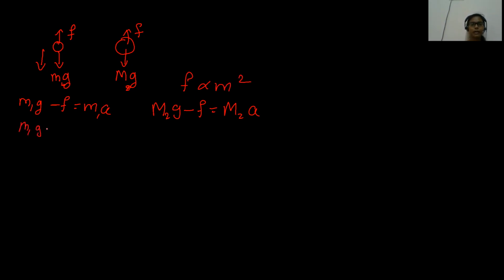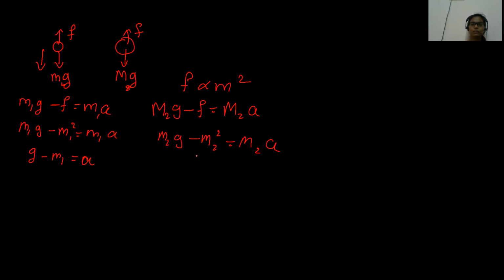So here we can write, in place of F, I can write M1 of A. Here also M2 of G minus F is nothing but M2 of A. Here our intention is to find the acceleration, right children? Let us divide the entire equation by M. So what will you get? G minus F over M1, because M1 can cancel, you will get A. So acceleration A is equal to G minus F over M1.